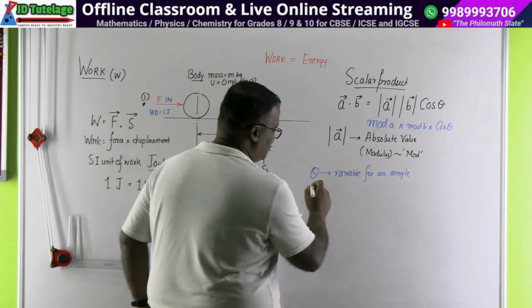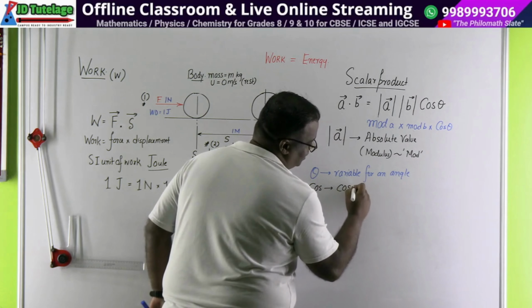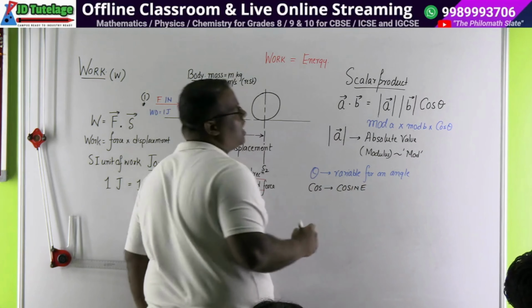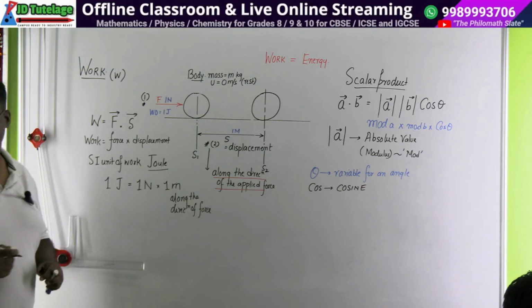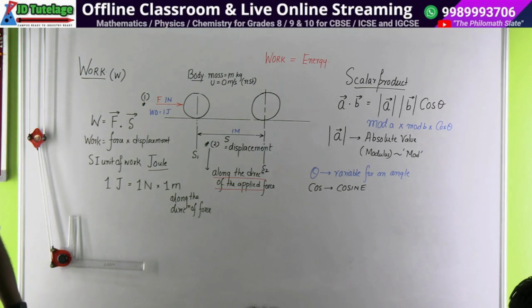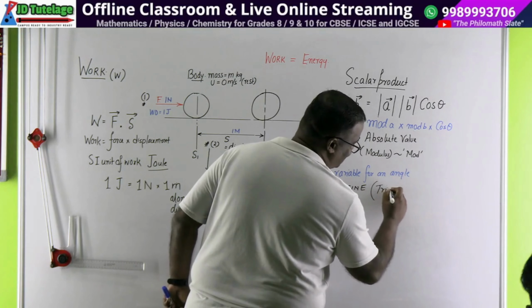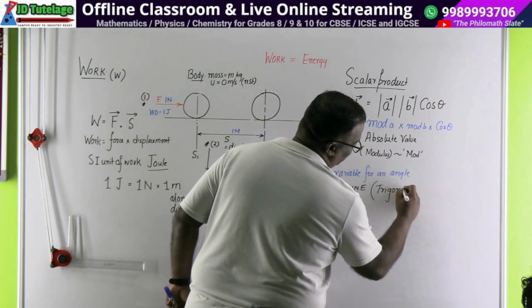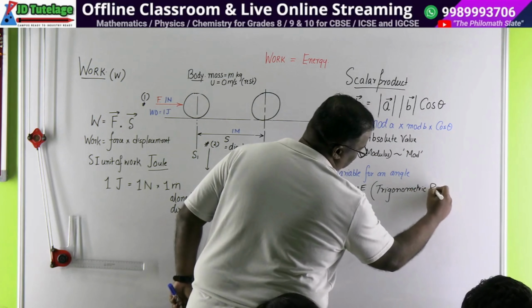Cos. Now cos comes from the word cosine. What is cosine? Cosine is a ratio. It is a trigonometric ratio.